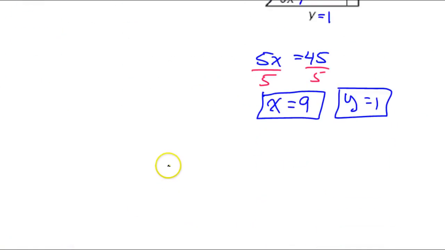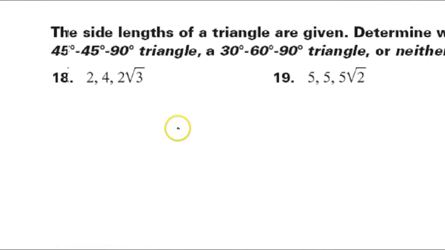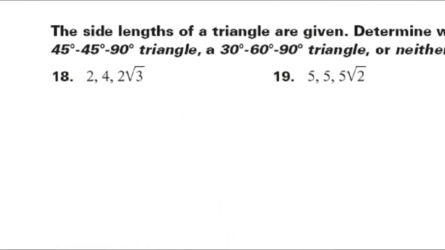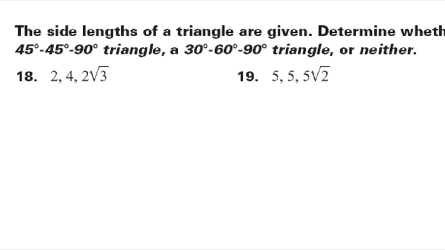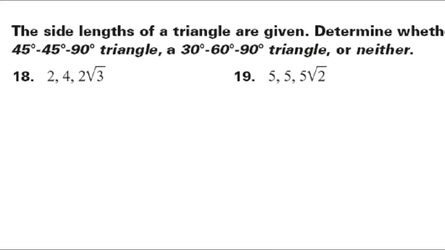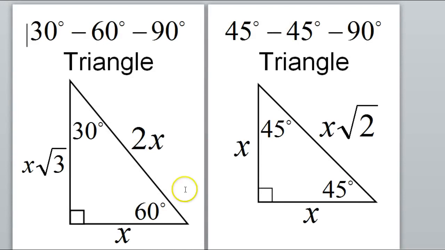Okay, what else you got? Now, the side lengths of a triangle are given. Determine whether it's a 45-45-90, a 30-60-90 triangle, or neither. Okay, looking at the patterns, let's take a quick glance. If it's going to be a 45-45-90 triangle, it has to be isosceles. So I should have 2 sides the same and then one with a radical 2. That should be easy to spot.